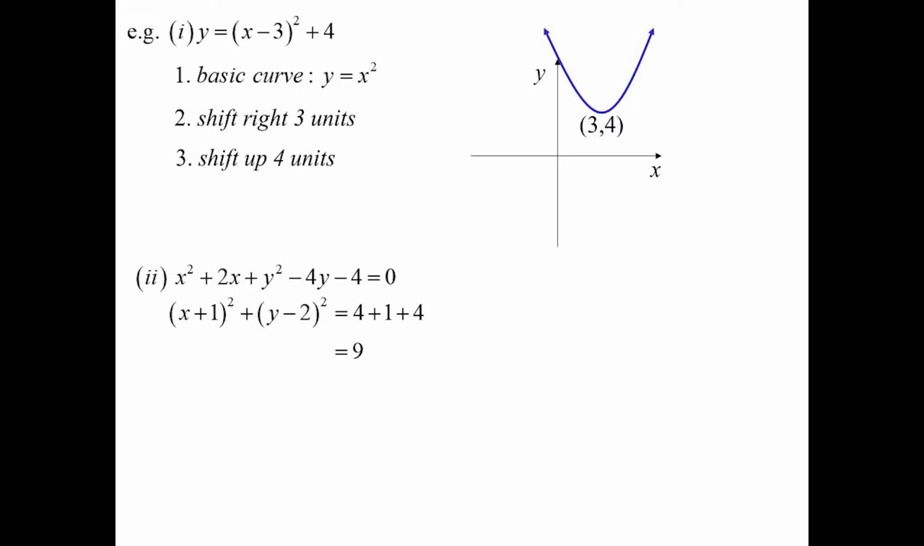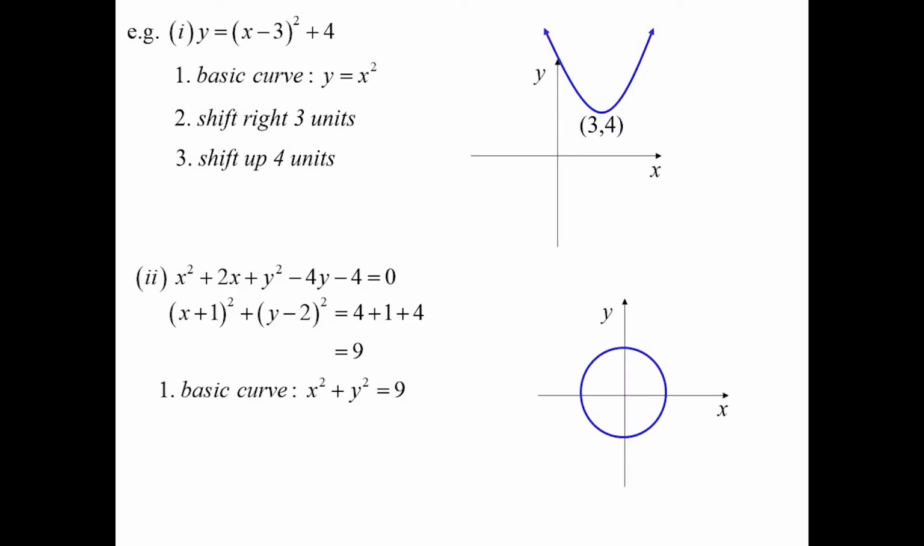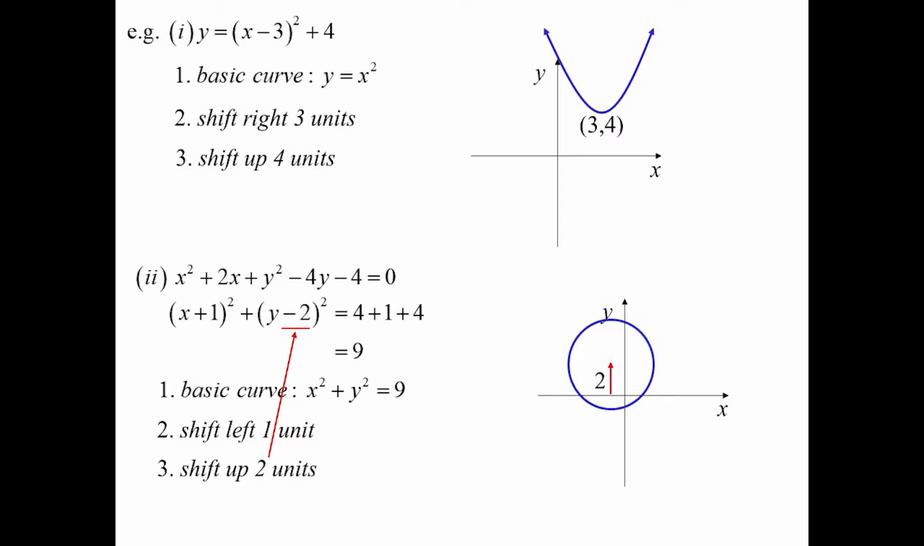So when it's in that form now, I can see what's happening to my circle. The basic circle is x squared plus y squared equals 9. Grouped with the x tells me the horizontal shift. So it's been moved to the left to negative 1. And then vertically grouped with the y, that's gone to positive 2. So my centre's moved to (-1, 2).